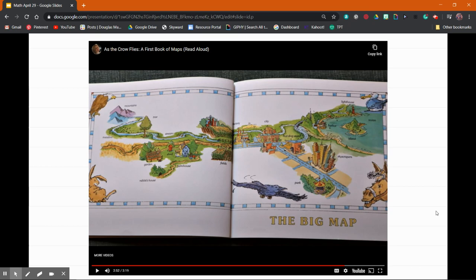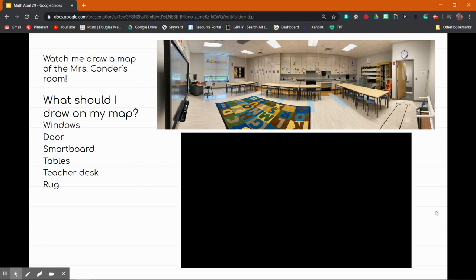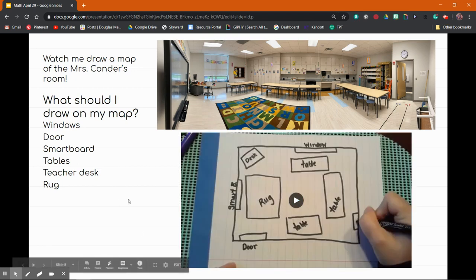So as we work on creating a map of our classroom, I want you to think about all of the things that you see when you enter our classroom.